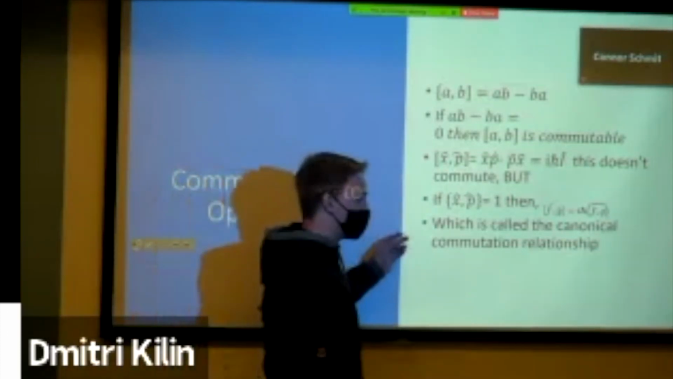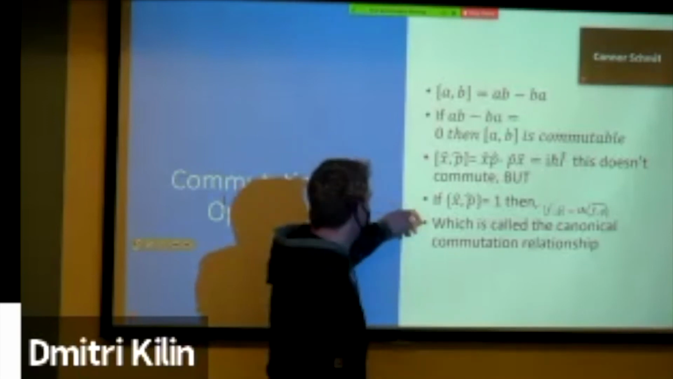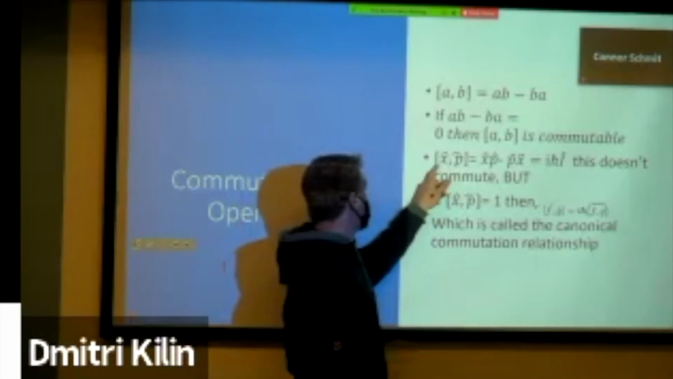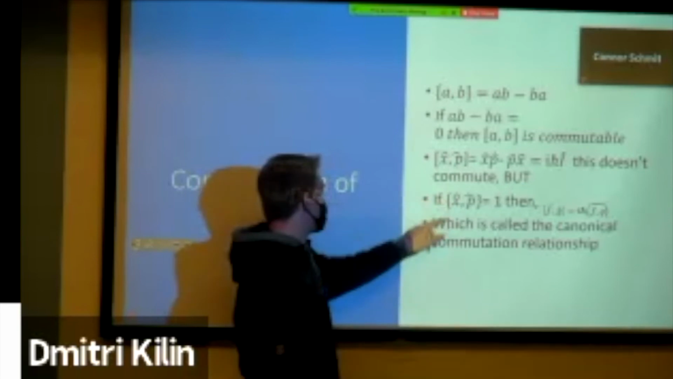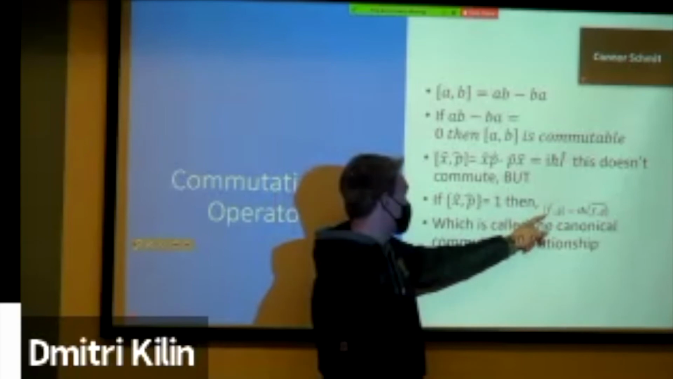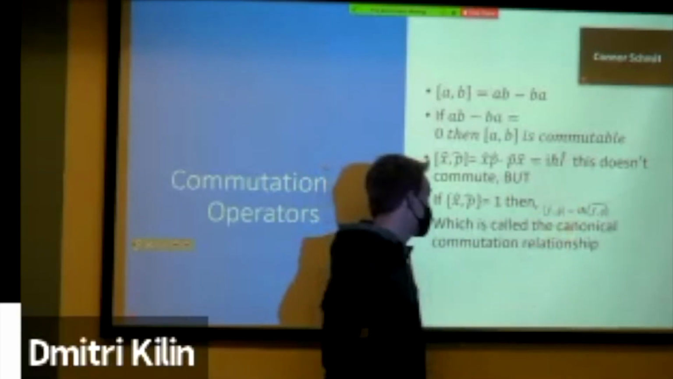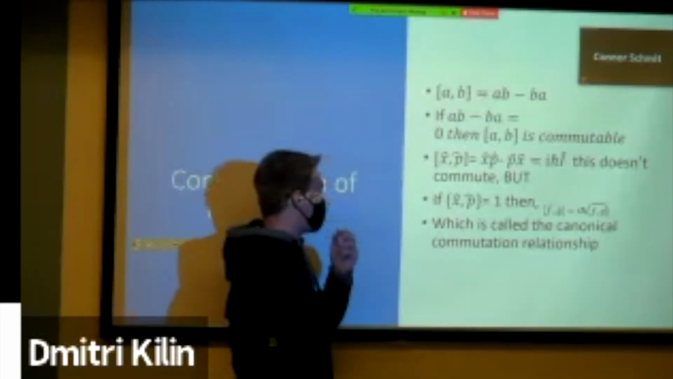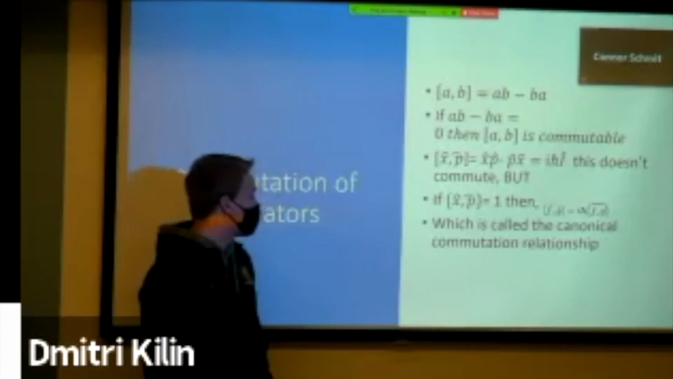I forget the name of it. But if we move the square brackets to these pointed brackets, we can say that equals 1, which would give us the equation of this, which is called the canonical commutation relationship.